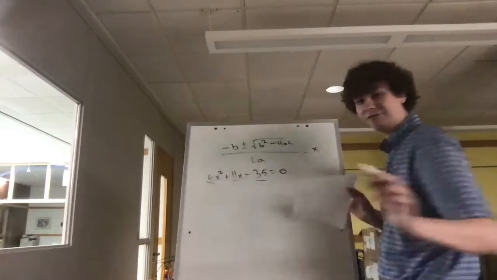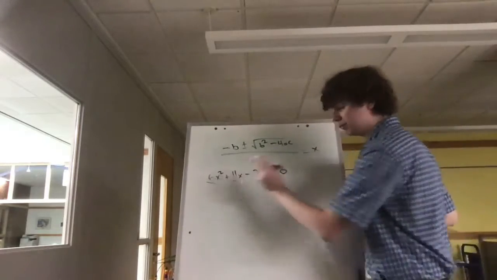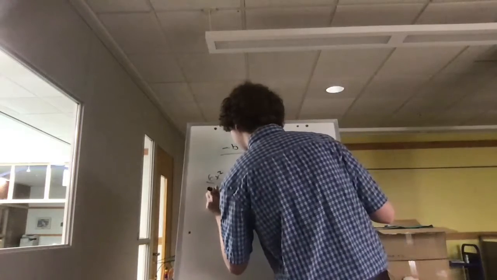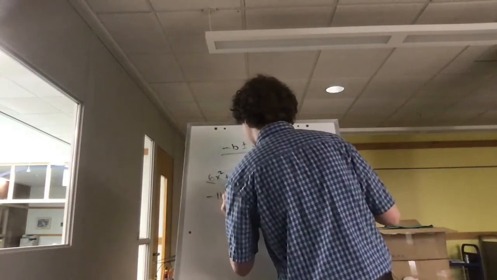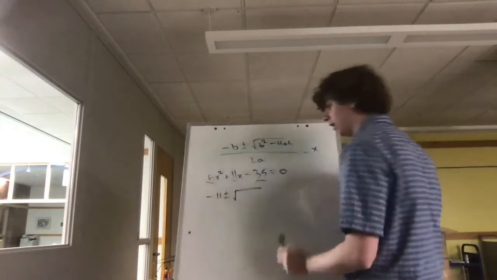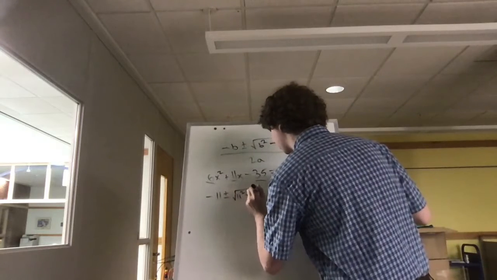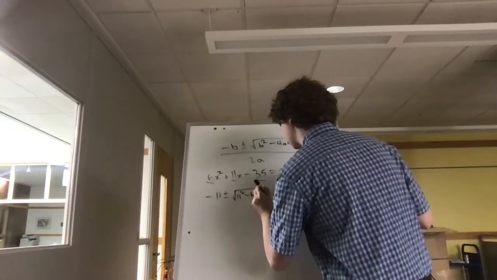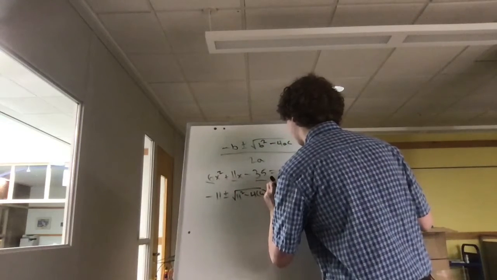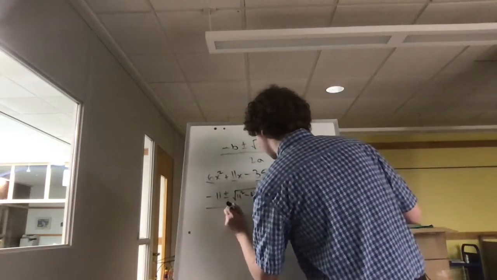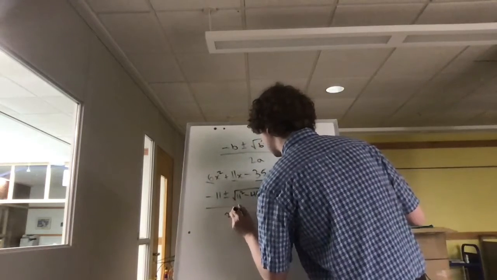So -b. Now we notice we have a positive 11. We're going to have to make that negative to fit the -b. So -11 plus or minus the square root of b squared. So 11 squared minus 4 times a, which is 6, times c, which is negative 35. We'll extend that square root over 2 times a, which is 6.